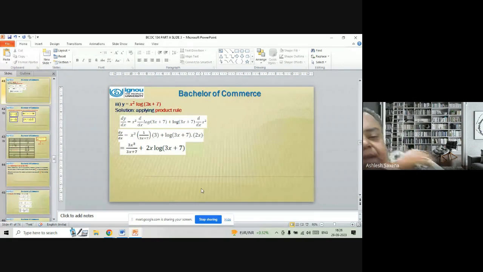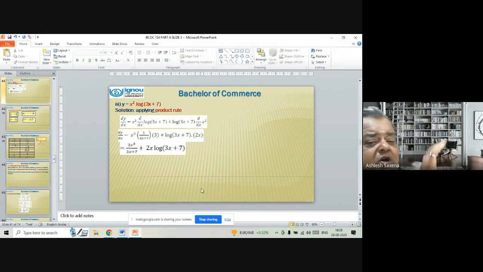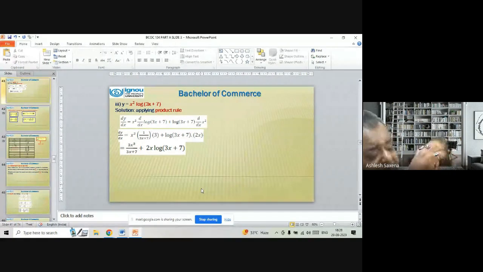Now we have to apply the product rule. You can see there are two things. The first one is x squared and the second one is log(3x + 7). That means there are two terms in it. What is the differentiation method for the product rule? First function as it is, derivative of the second function, plus second function as it is, derivative of the first function. We have the first function x squared and the second function log(3x + 7).